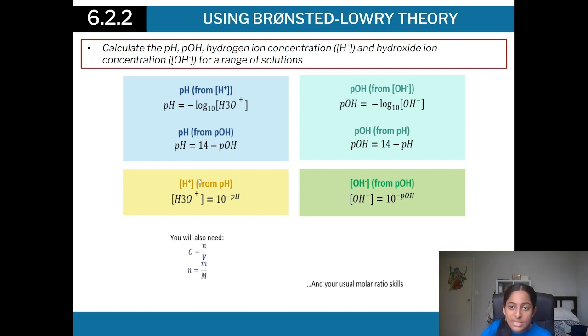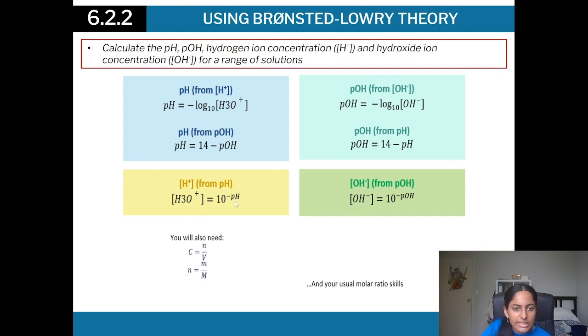pOH is pretty much the opposite. pOH is just negative log 10 of OH minus. And pH and pOH actually have a relationship: pH plus pOH is 14. Therefore, pH is 14 minus pOH, and pOH is 14 minus pH. Hopefully that makes sense.